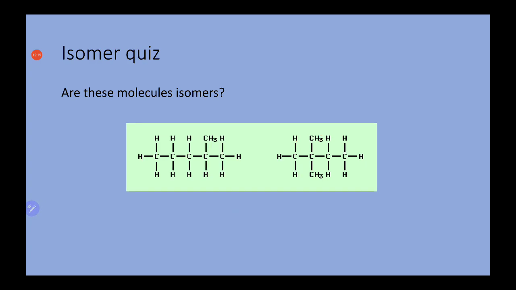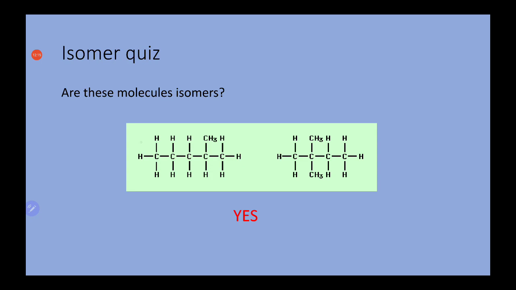What about this one? Pause the video. Let's have a look. Okay. Are these isomers? Yes, they are. Let's have a look and see why. Well, in the left-hand one, we've got 1, 2, 3, 4, 5, 6 carbons, 5 in a long chain, and one methyl branch on carbon 2.